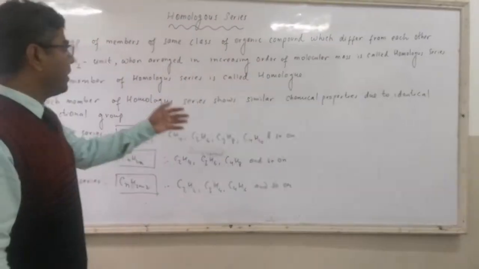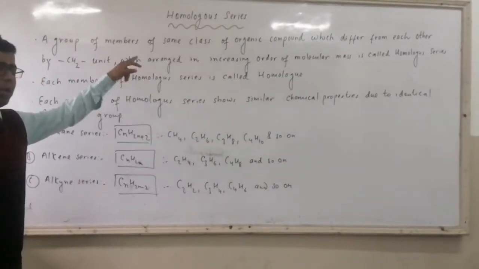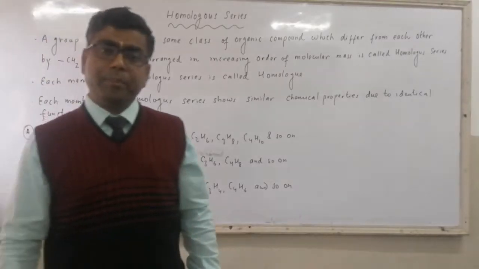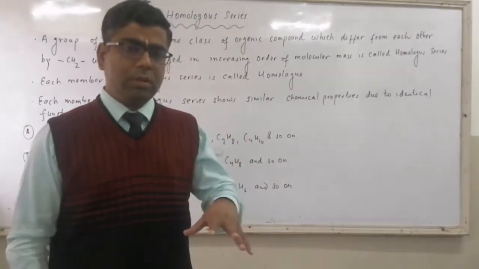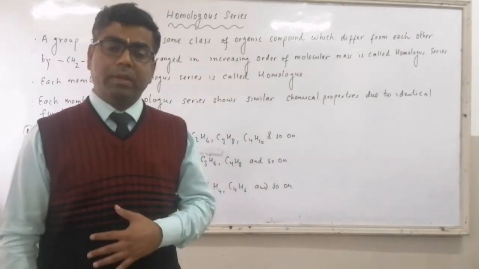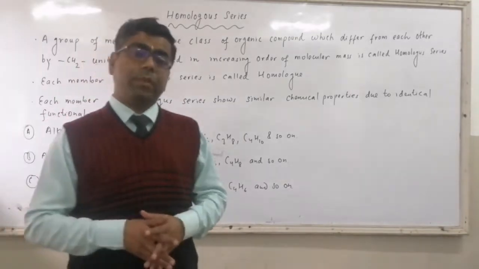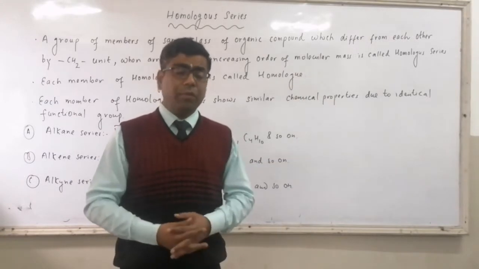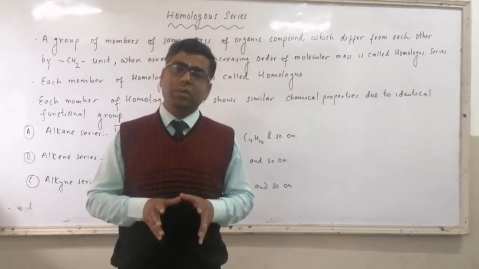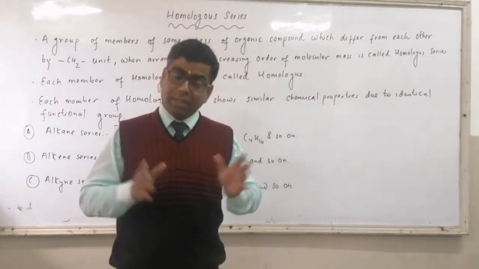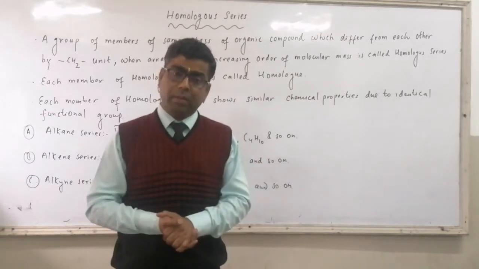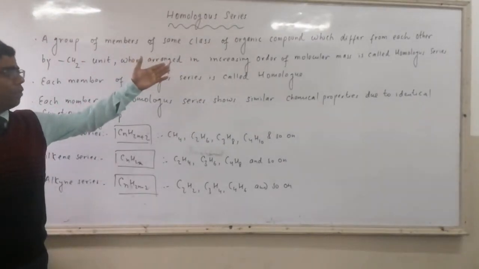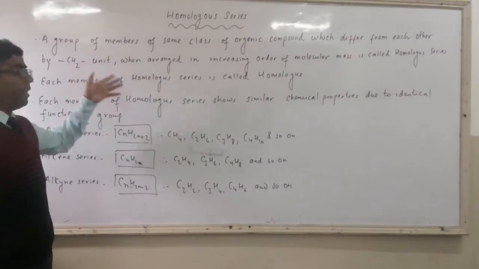So here you have the definition: a group of members of the same class of organic compound. If we are talking about alkane, then we will choose members of alkane only. If we are talking about alkene, then we will choose the members of alkene only for getting the homologous series. And if we are talking about alkyne, then we will choose the members of alkyne only. So again, a group of members of the same class of organic compounds which differ from each other by a CH2 unit.